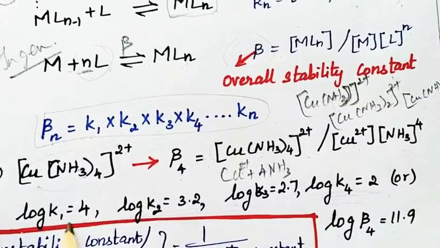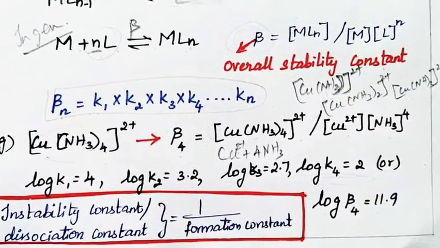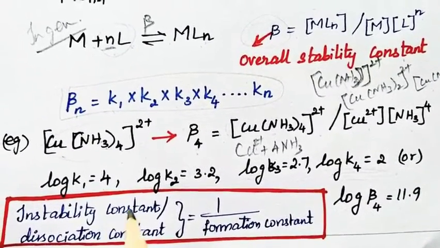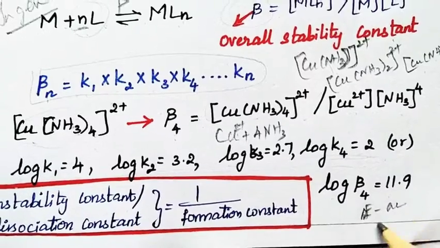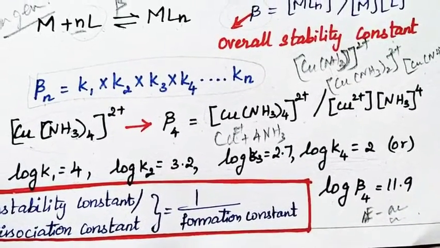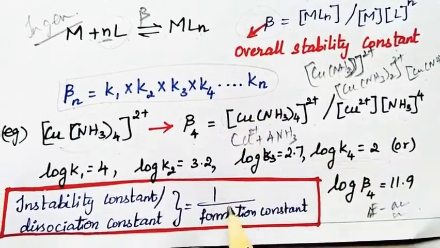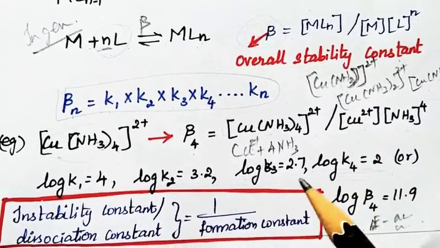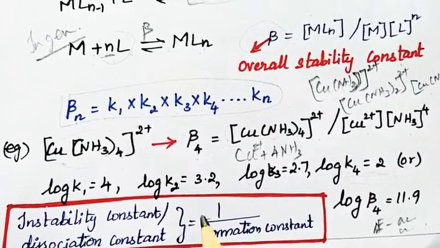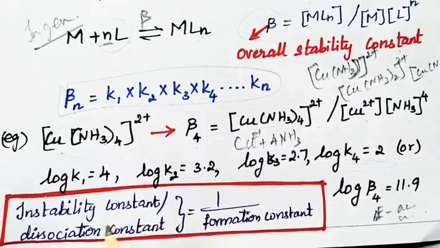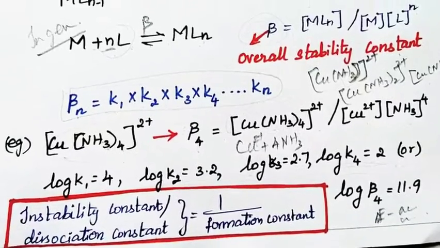That is nothing but the product of all these stepwise stability constants. We can relate the instability constant with the stability constant. In general, we can say the energy of association will be the reverse of the energy of dissociation, right? In the same way, here we calculated the stability constant for the formation, but the instability constant or dissociation constant will be the reciprocal of the formation constant.